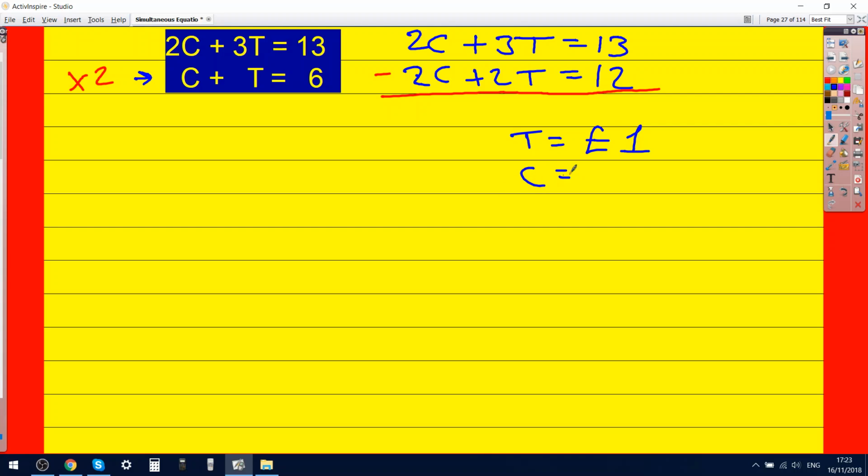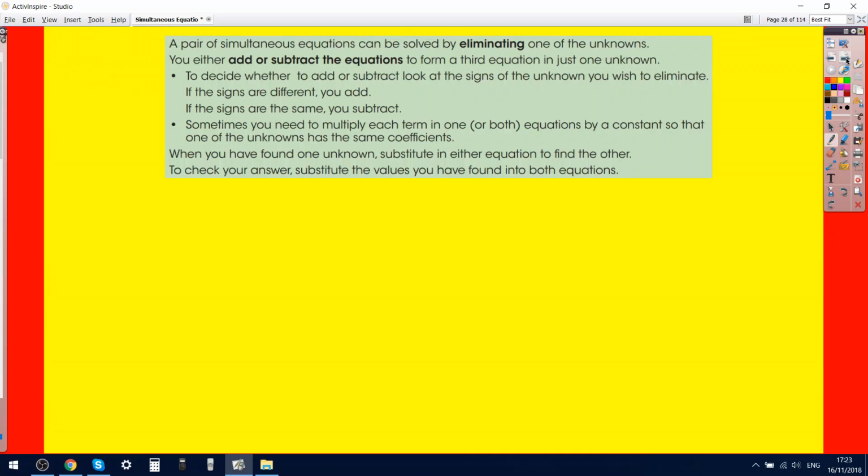Coffee's £5, and it's easier to sub it back into the original. So yes, double. The other way we could have done it is triple the bottom one. If we'd done that, we would have gotten coffee first and tea second. This time we got tea first, coffee second, but it would have been the same answer.